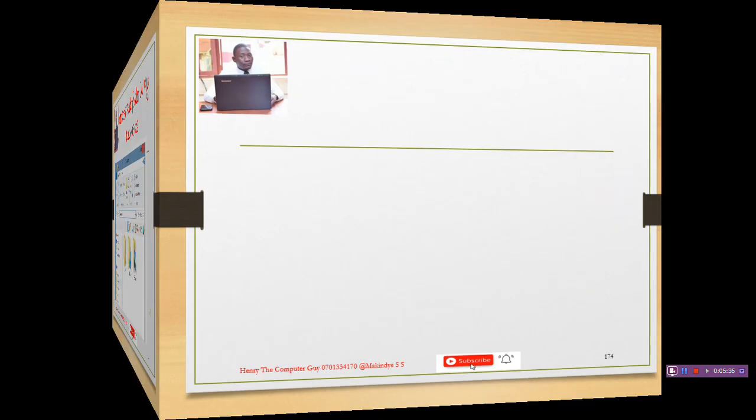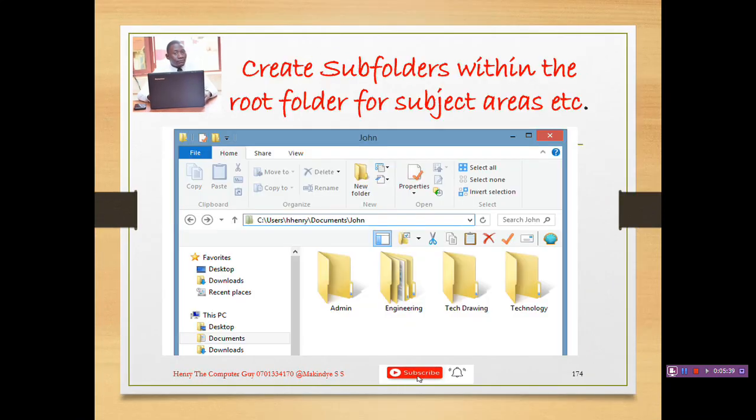And they're telling us to create subfolders within the root folder for the subject areas. That means that we are going to create other folders under that folder that we have created. For example, John. So they are showing us that here we are in My Documents, and under John, they went ahead and created other 4 folders, which are admin, engineering, tech drawing, and technology. We are also going to try that one out.